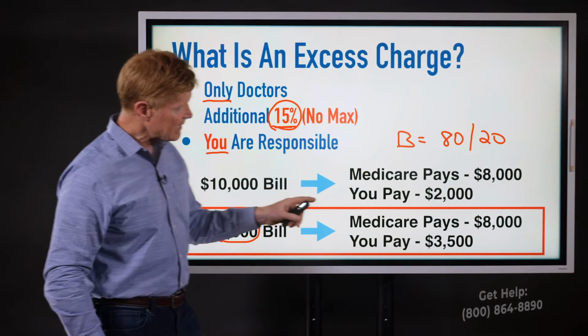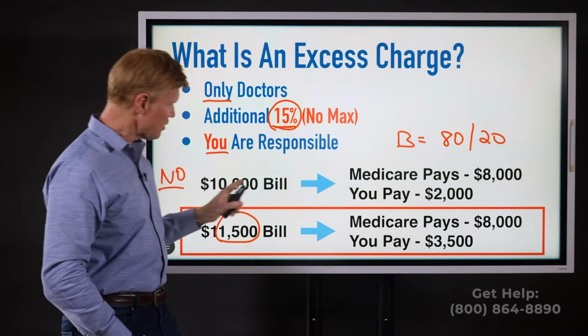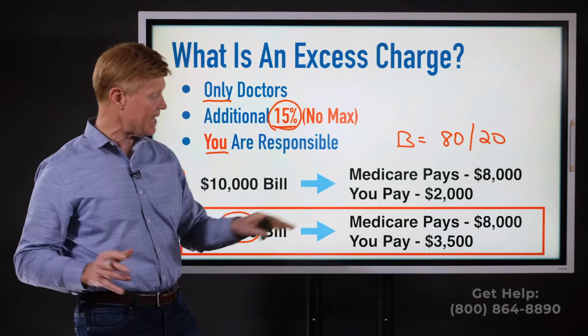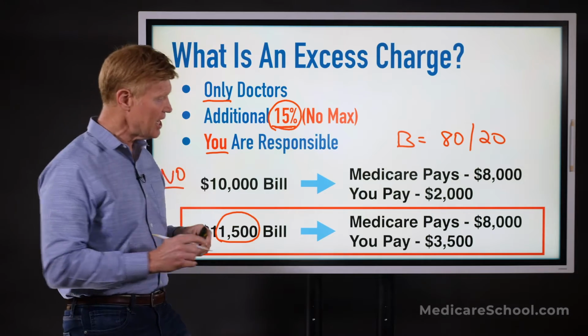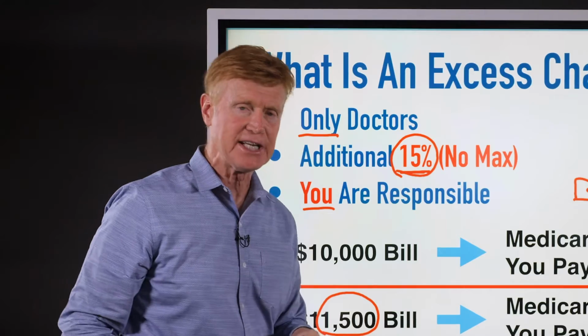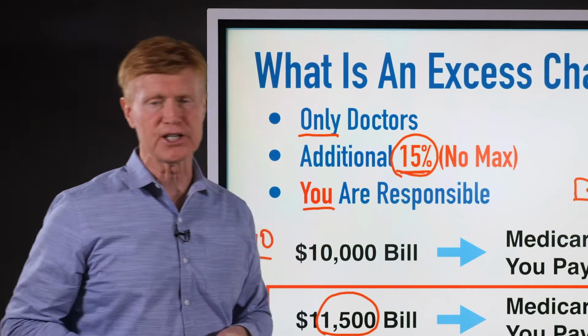But notice, Medicare, again on the B, 80-20, Medicare pays 80% of their original amount, and now you're responsible for 20% coinsurance and the 15% excess charge. So instead of having to pay the $2,000 only, now you're responsible for the extra $1,500 as well. And so when excess charges occur, you are responsible to pay for those.